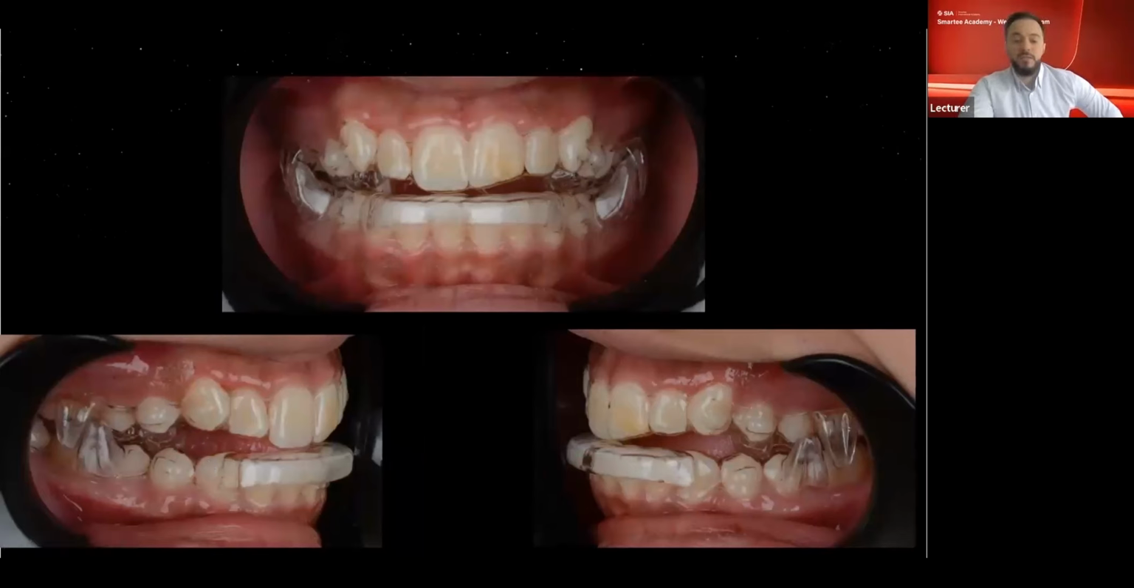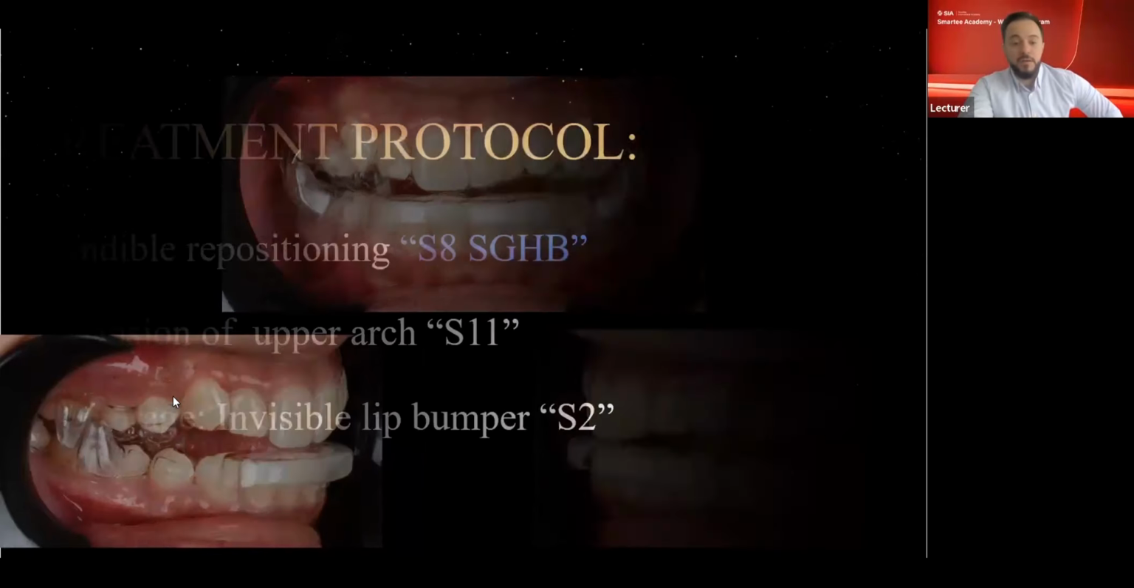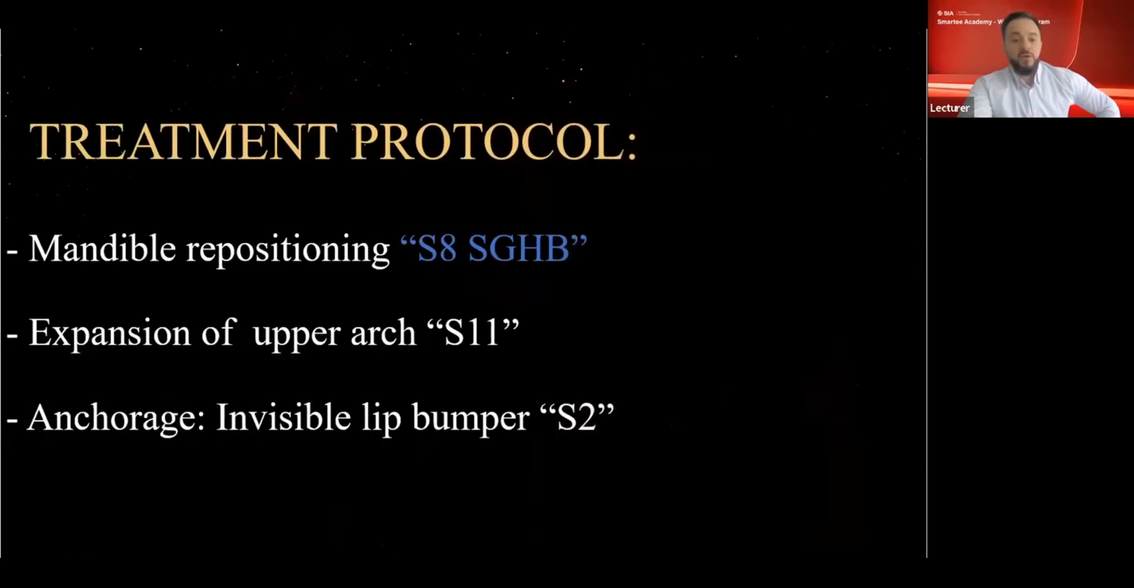So when we take the bite of the patient, we ask the patient to move the mandible forward, taking into consideration the molar and the canine relationship. The treatment protocol for this case, again, is a functional appliance case where S8 is applied. We also do expansion of the upper arch with S11, and for the anchorage, we use the invisible lip bumper.